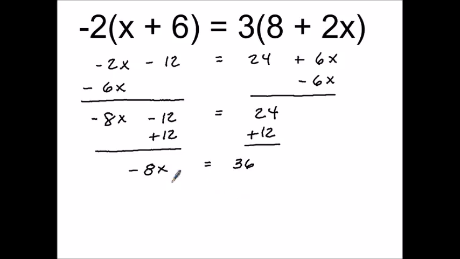My last step is to divide both sides by negative 8 to get that x by itself. Over here, negative 8 divided by negative 8 gives me the x by itself that I'm looking for. And over here, 36 divided by negative 8, since 8 does not go into 36 evenly, we're going to leave it as a fraction, 36 over negative 8.